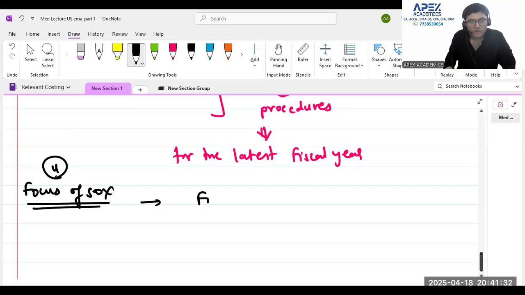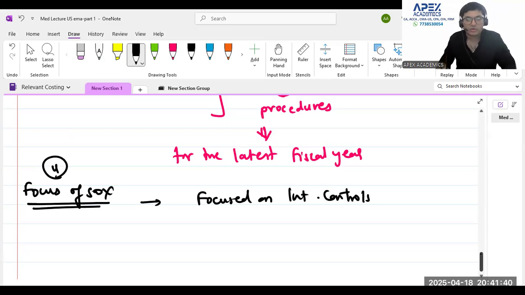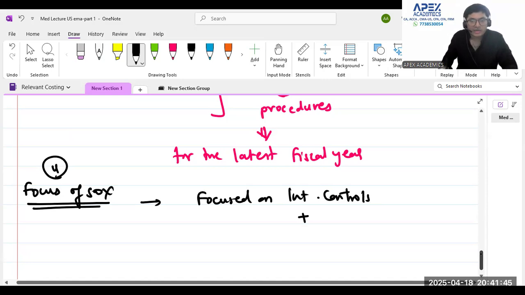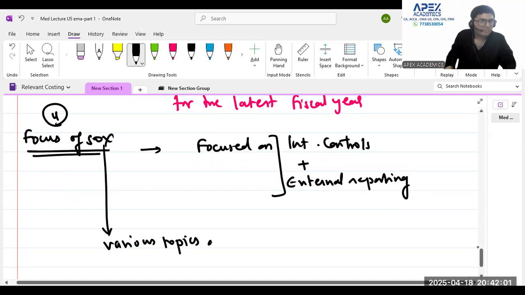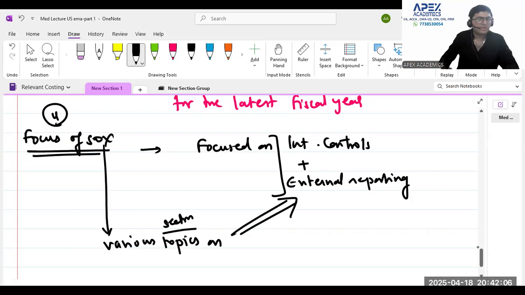SOX is focused on internal controls and external reporting. So it is focused on internal controls and external reporting. There are various topics and various sections on these two particular topics within SOX.